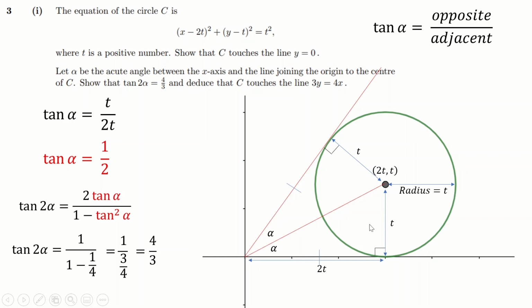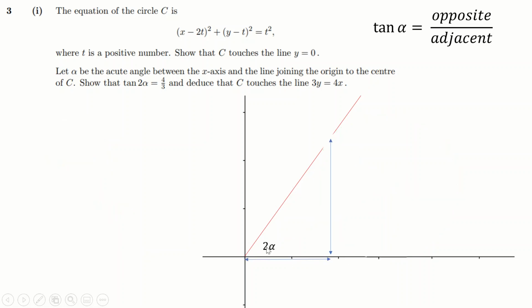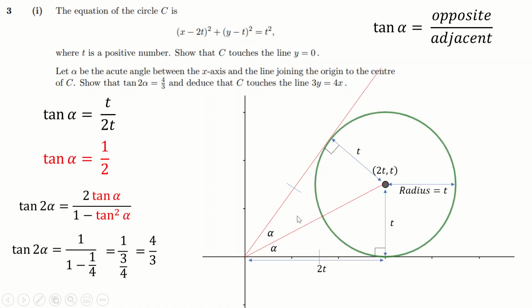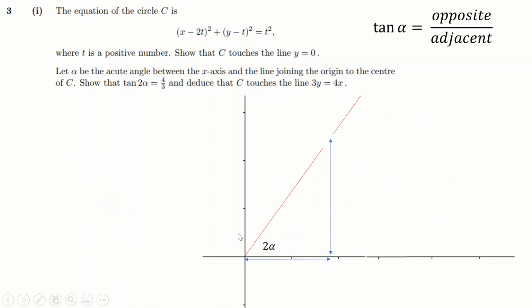And if I remove all the fluff of the question, I'm just left with some axes and an angle of 2 alpha and a line, right? So I've just removed all the fluff. This angle is 2 alpha. There's the line with the axis there.